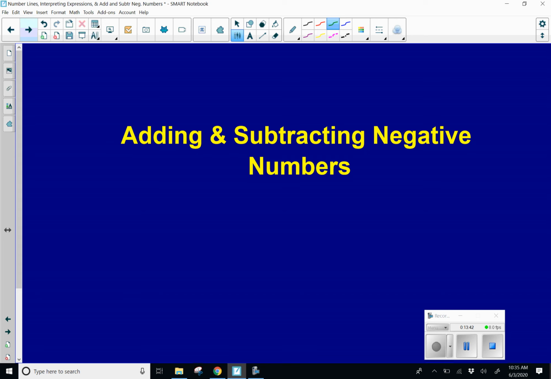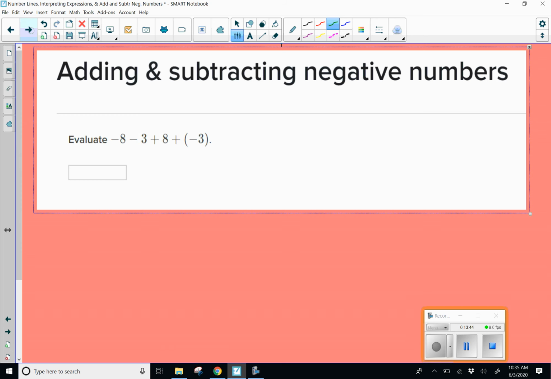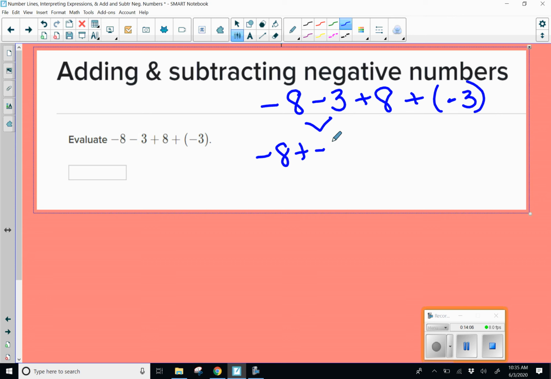Okay, adding and subtracting negative numbers. This is basically just going to be taking everything that we've learned so far and applying it. So we've got negative 8 minus 3 plus 8 plus negative 3. I'm just going to go left to right. I've got negative 8 minus 3. It's subtraction, so we want to do keep, change, change. And that's going to leave me with a negative 11. They're same signs, so we're going to add and keep our sign.